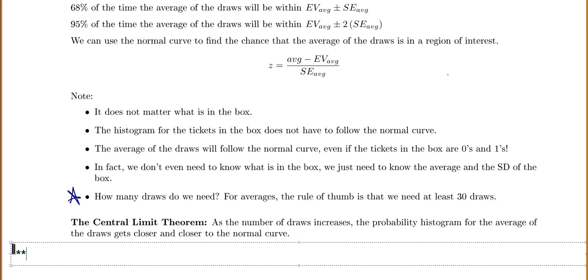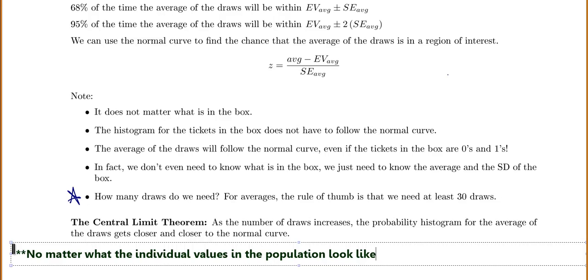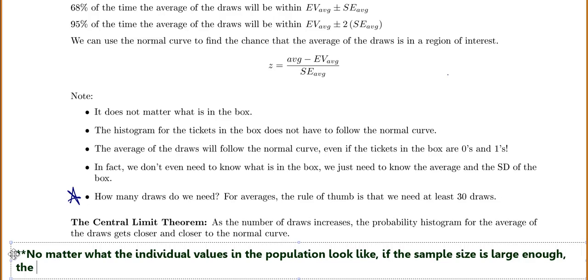Or we're going to write it like this. No matter what the individual values in the population look like, if the sample size is large enough, the possible averages will be normally distributed, because there are lots of different possible averages you could get based on which sample. And so all the possible averages will be normally distributed, no matter what the individual values in the population look like.